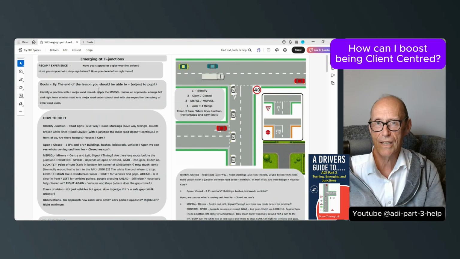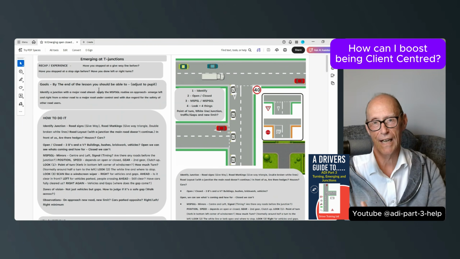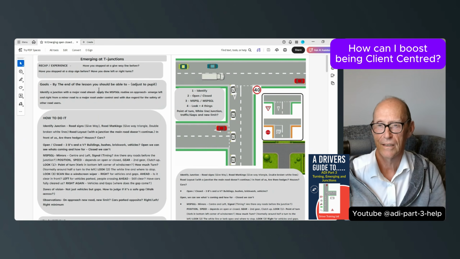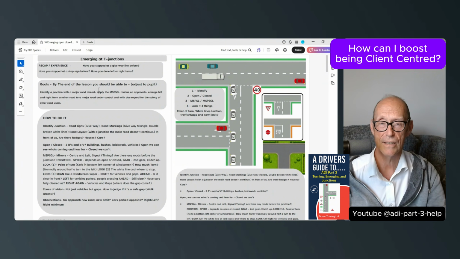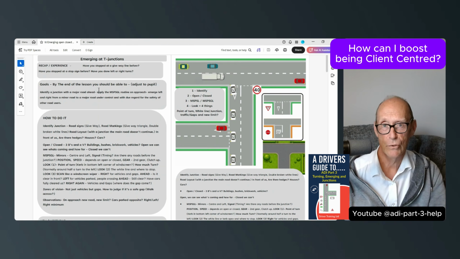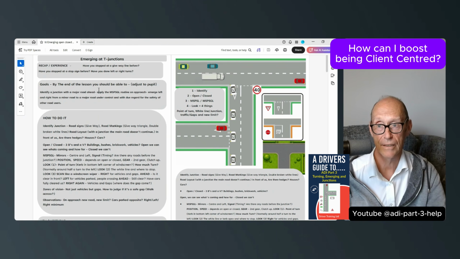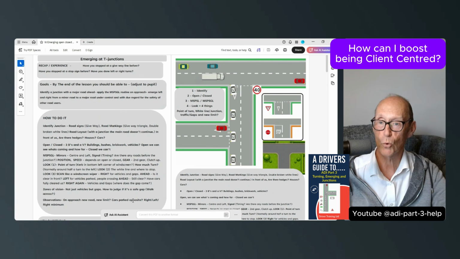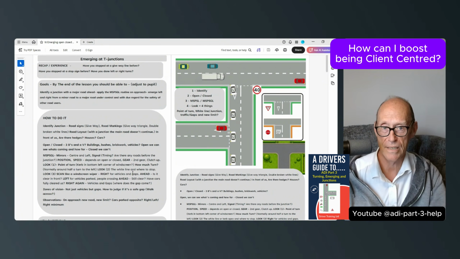So when you see these trainers online saying, join our Zoom, 40 of you for 30 quid a time, they don't need that. They just need you to understand the subject. And the more you understand the subject, the easier it is to become client-centered. So once we've identified that goal, then how do we do it? Well, this bit here talks you through it as the instructor, as the teacher.